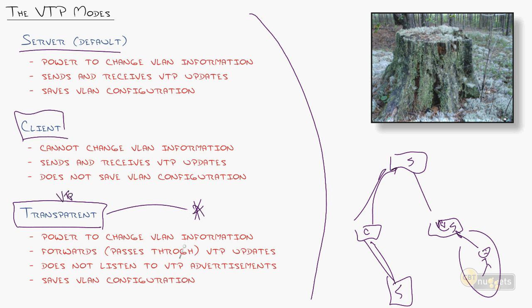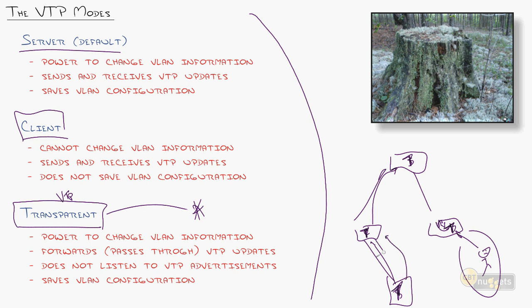And what that means is now every single switch, if it's transparent, can change VLANs, it can modify VLANs, it can delete VLANs, it can do whatever we want, but I'm not ever going to tell that VLAN information to anybody else. Meaning I'm not really participating.